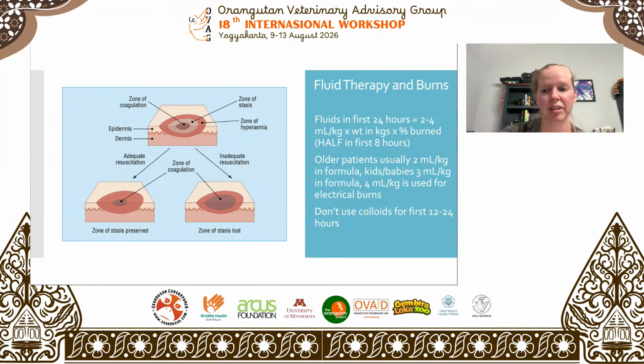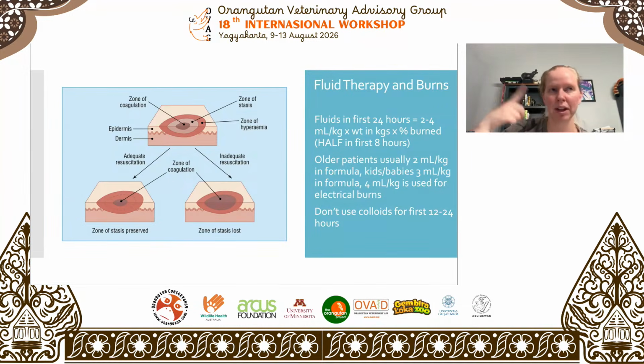Another really important point, another thing to think about, is we don't want to use colloids in these burn patients in the first 12 to 24 hours. So again, remember our colloids are the albumin that I know you guys use sometimes, or plasma, which is not a very good colloid, but it is still a colloid with some proteins in it. Or maybe if you use hetastarch or something like that, those are things that have large molecules to hold fluid and keep fluid in your vessels because it's leaking out.